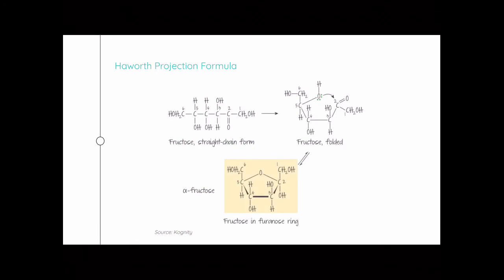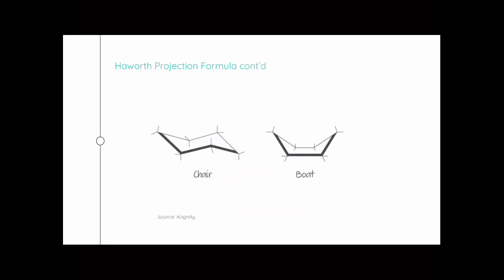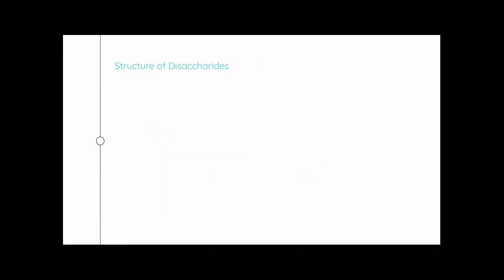Now, to represent the cyclic structure of monosaccharides, the Haworth projection formula is often utilized. The letter C to represent carbon is omitted, and the edge of the ring nearest to the reader is bolded. However, the Haworth projection is not an accurate representation of the actual shape of carbohydrates or bond angles. The chair and boat formations are the actual most stable conformations.